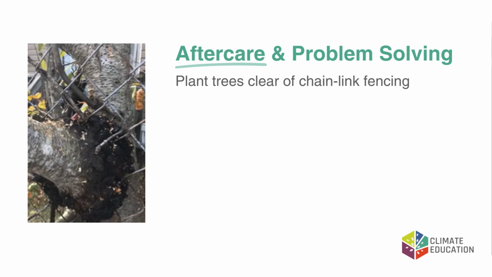So if you have chain link fencing on the periphery of your site, then just make sure that you plant your trees indented a little further away. Think of a couple of meters away from a fence, and over time the tree will have room to be able to grow without damaging the fencing and without the fencing damaging the tree.